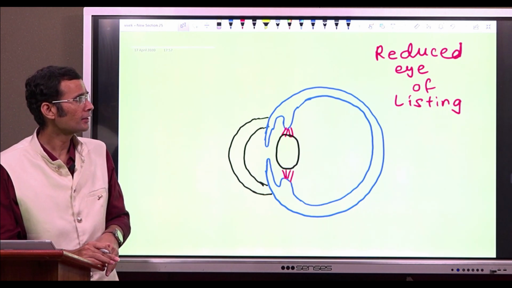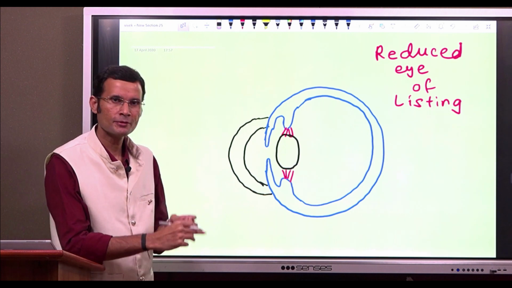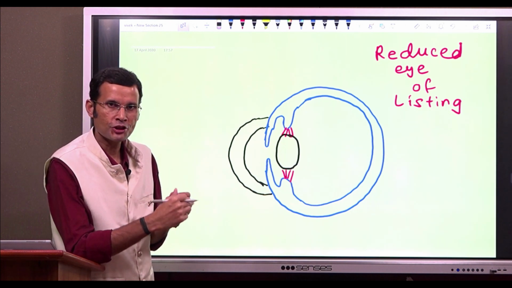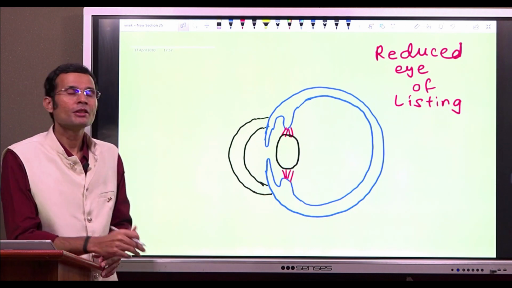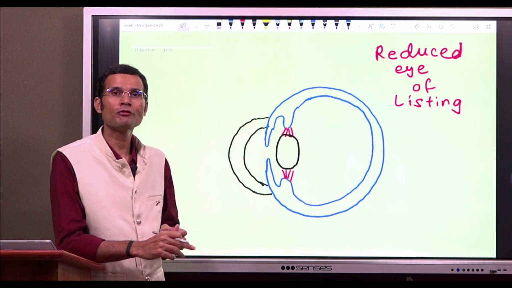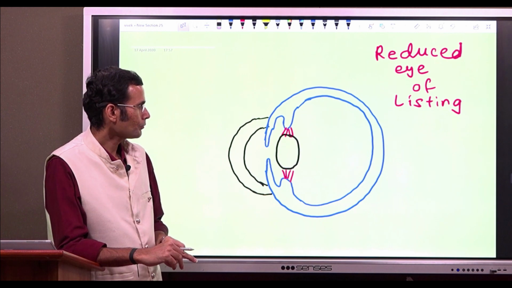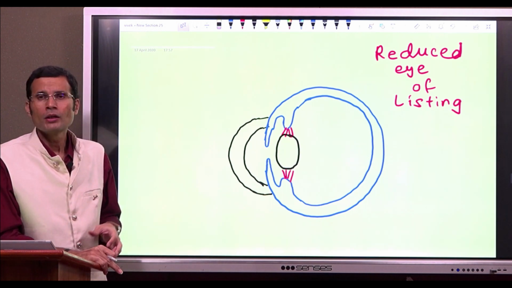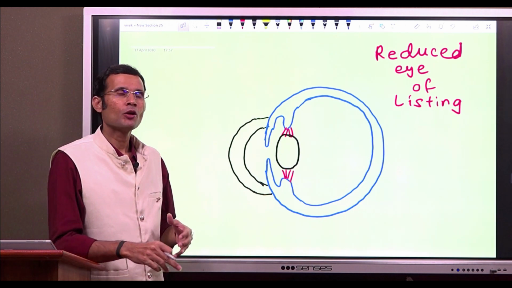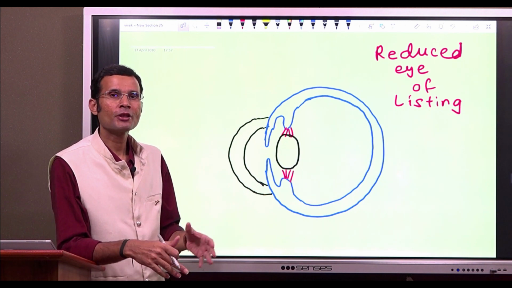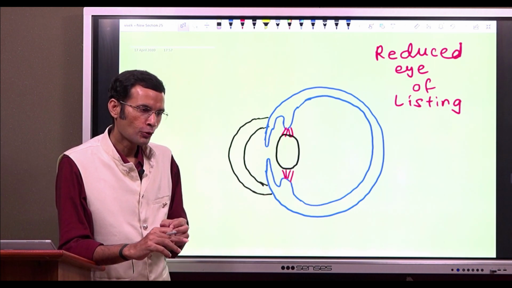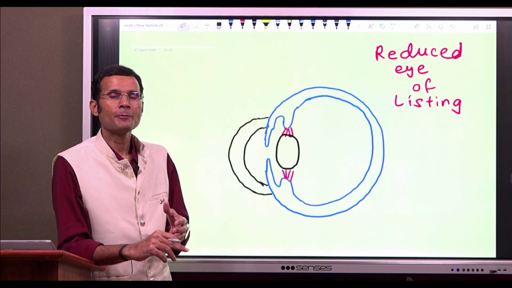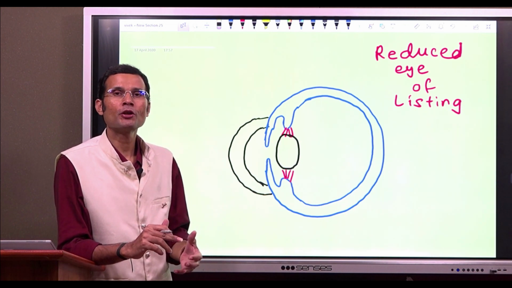Now I am going to discuss a small topic in special senses, particularly in vision. Let's start with the concept of reduced eye. It's also called reduced eye of Listing because it's named after the person Listing, or it's also called schematic eye or mathematical model of the eye.